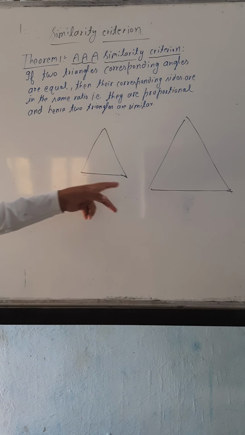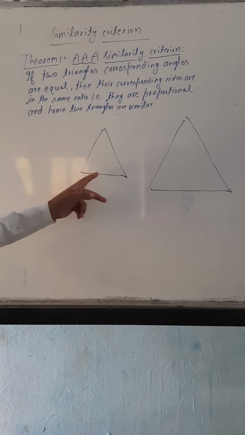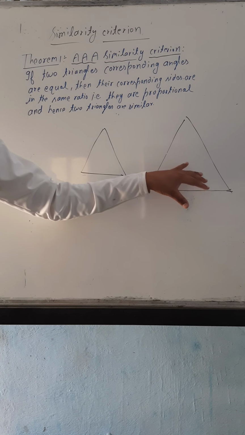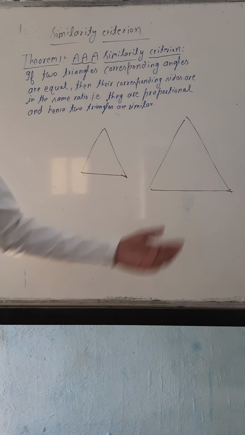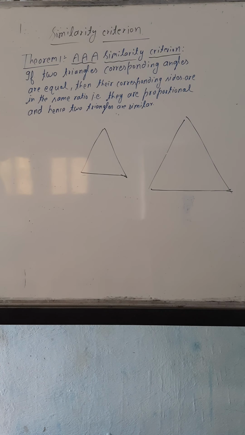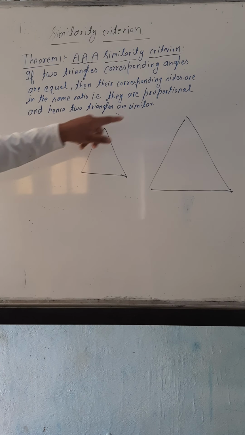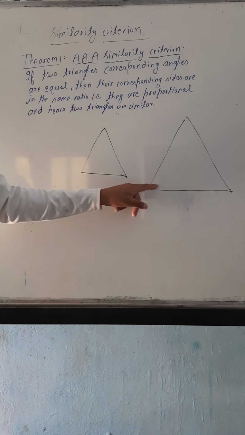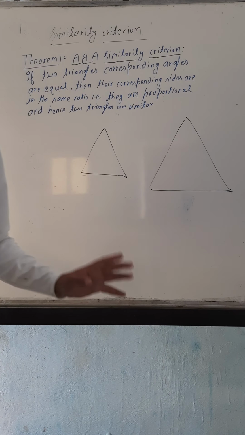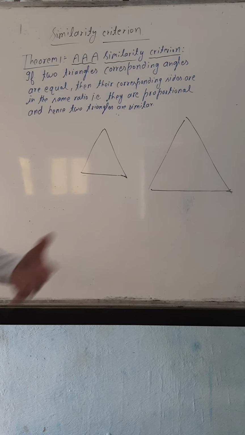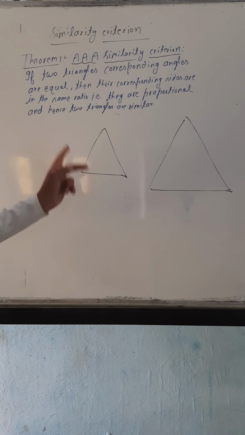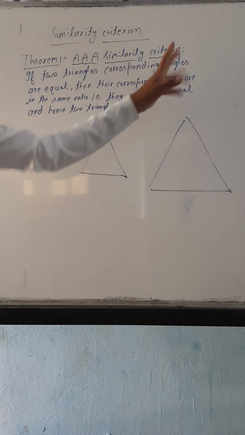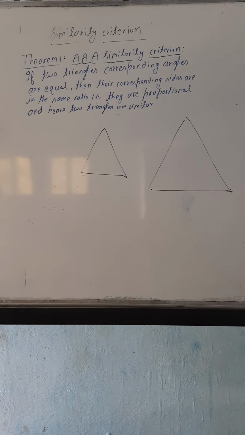If all the angles of both the triangles are equal to each other, then you would say both the triangles are similar to each other. It means if this angle is equal to that one, this is equal to that one, and this one is equal to that one, then both the triangles are similar. This criterion is known as the angle similarity criterion.